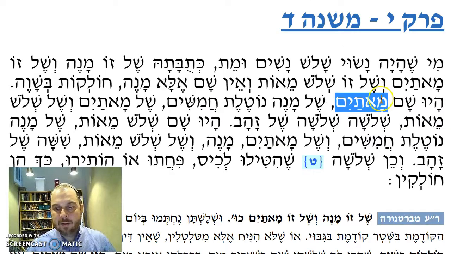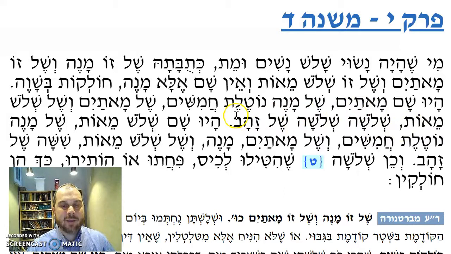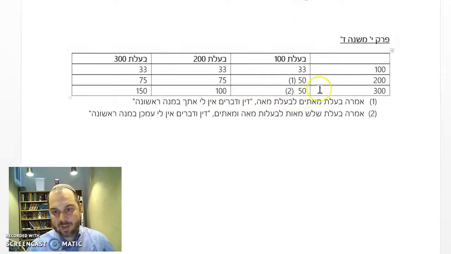The Mishnah says exactly what the chart says, "Shel mana natelet chamishim." The woman who was owed 100, who had 100 in her ketubah, she gets 50. "Shel matayim v'shel shloshmeot," the ones who are 200 and 300 are "shlosha shel zahab." A dinar zahab is 25. So either you get 3 25s, i.e. 75 each. So look at the chart. I'll show you. As you can see, I put it in.